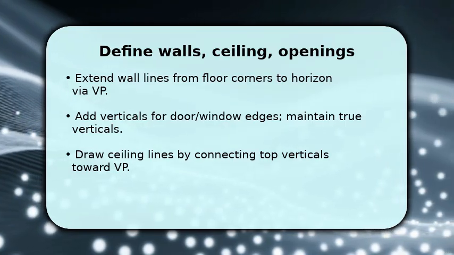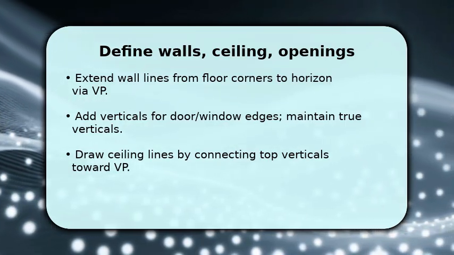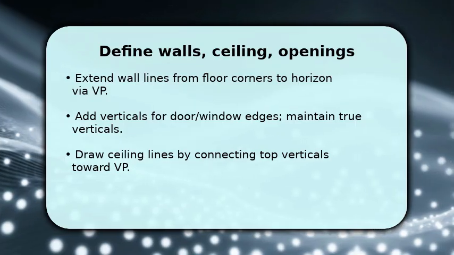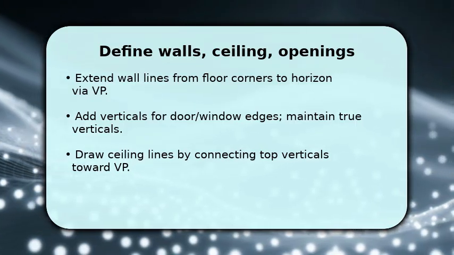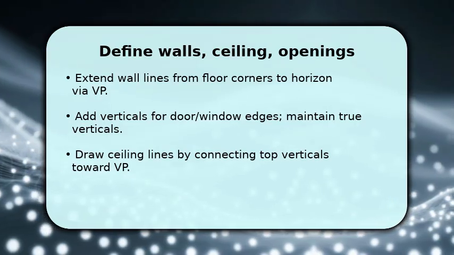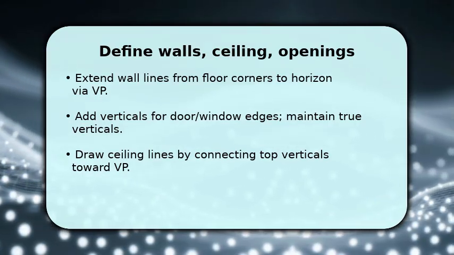For the ceiling, connect the tops of those verticals back toward the vanishing point so the top edges recede correctly. Once done, adjust proportions. Move verticals wider or closer to change room width and height.